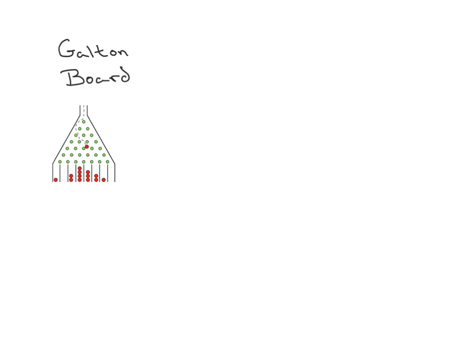I'm going to analyze a very simple Galton board so that I can figure out the probability of a marble falling in any given spot. I'm going to draw a Galton board with just 2 rows. So there's my top, and then 2 in the middle.